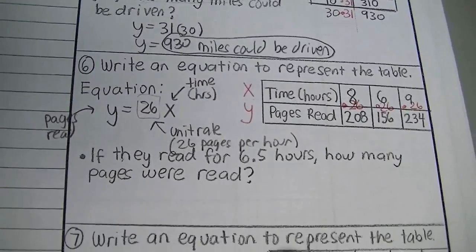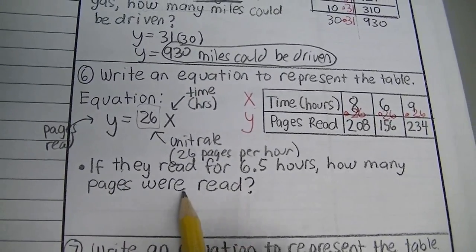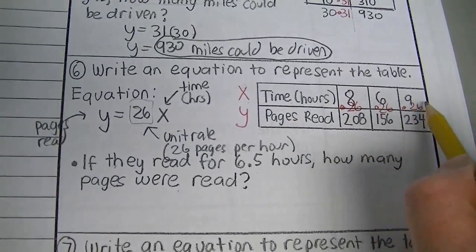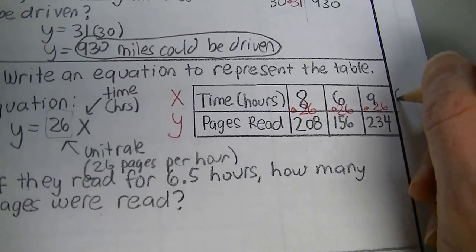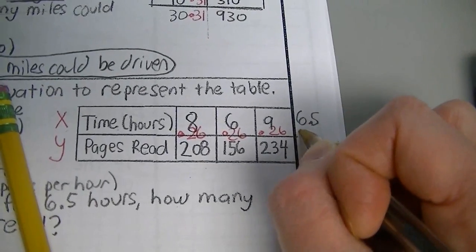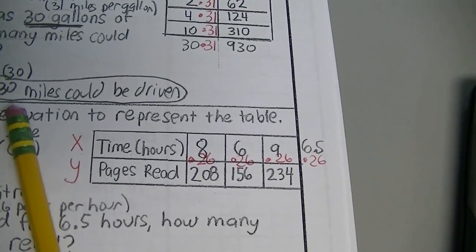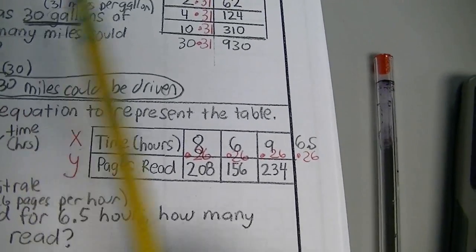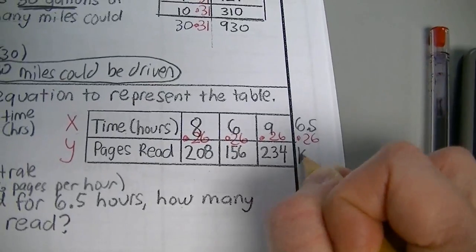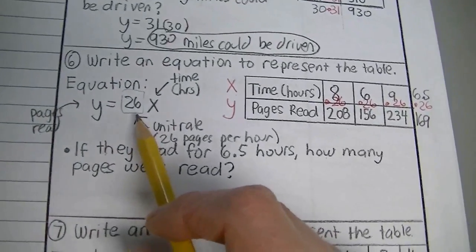Okay, so now let's answer this question. If they read for 6.5 hours, how many pages were read? So you'll see up here in the table, I don't see a 6.5, and you could totally add it right there, and then continue with the pattern times 26. 6 and 5/10 times 26 is 169. But I do want you to practice using the equation, please.